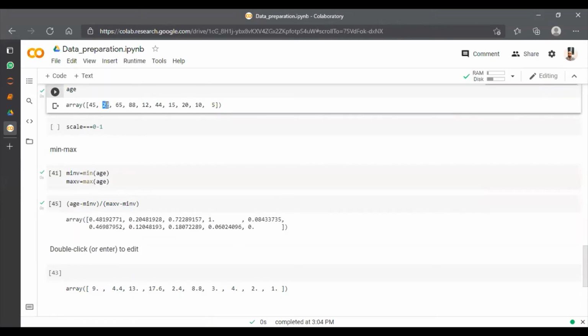And if you want to scale this 22, which is a data point, I told you that each of the data points will be subtracted from the minimum of the whole data, over the maximum value minus the minimum value. Do you get that? Okay, I understood now.